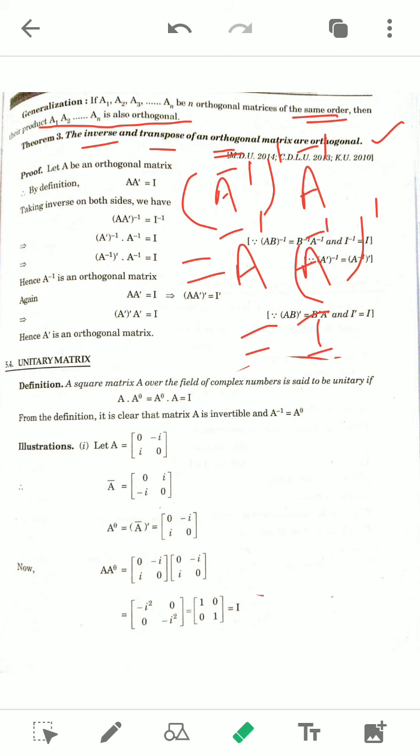Look here. This property we have to prove, that (A inverse) transpose times A inverse, that is the transpose of A inverse times A inverse, equals identity.